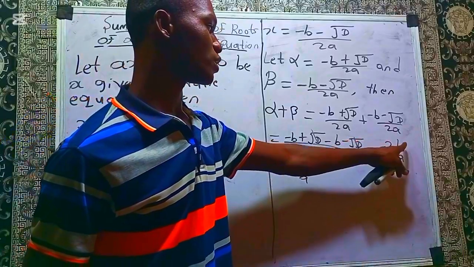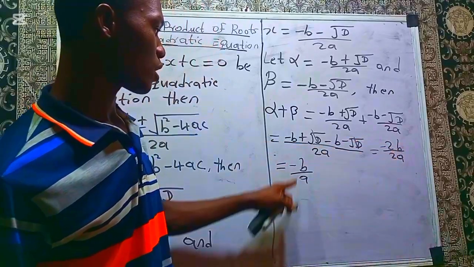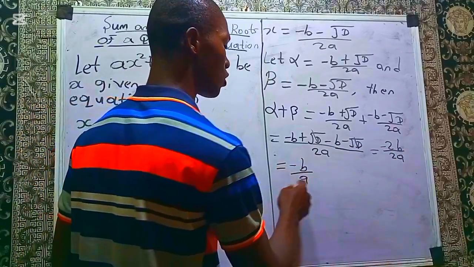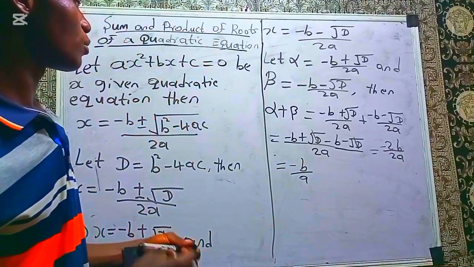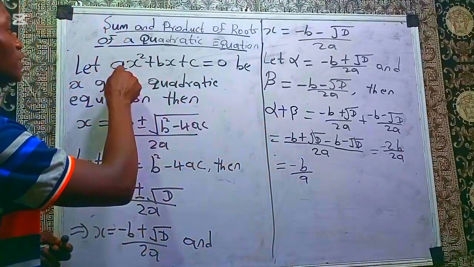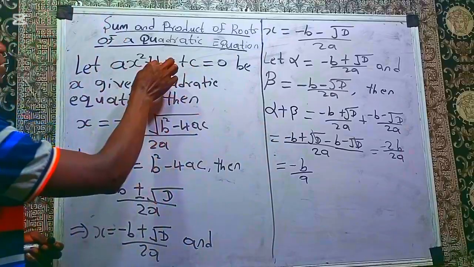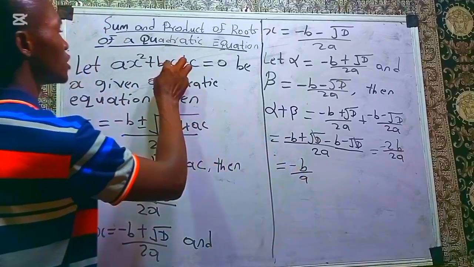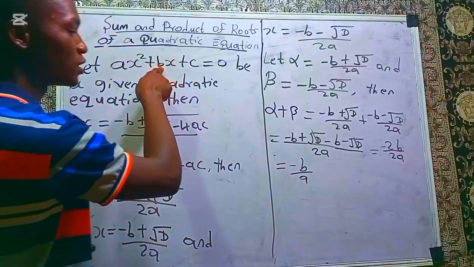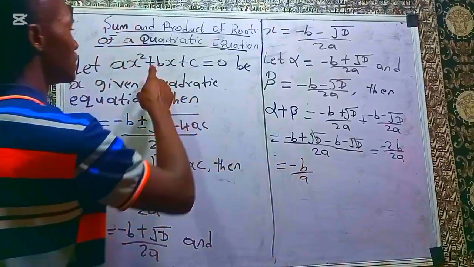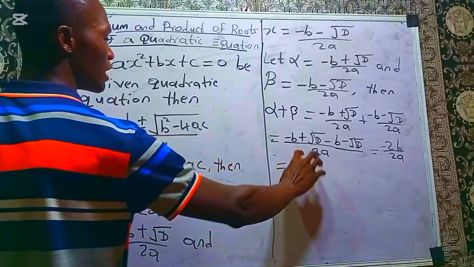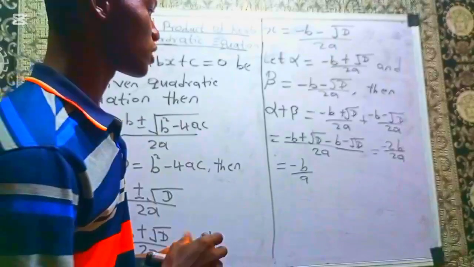That's negative 2b divided by 2a. If you divide, 2 divided by 2, this is what you are going to get. So this will give you the sum of the two roots of this quadratic equation. The b is the coefficient of x. So the formula says: take the coefficient of x, which is b, take the negative of it, then divide it by the coefficient of x squared. When you do that, you get the sum of the roots of the quadratic equation.